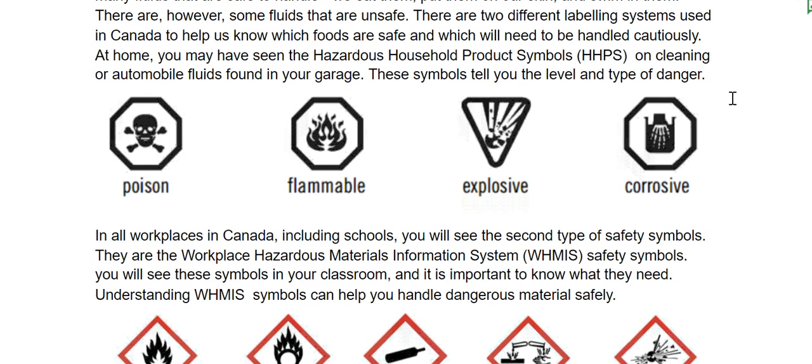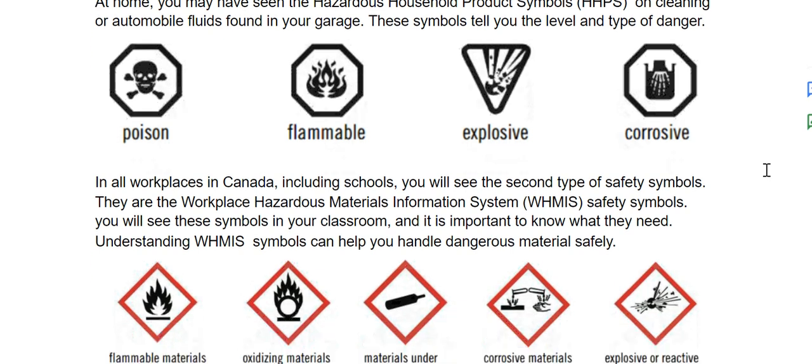At home, you may have seen the Hazardous Household Product Symbols, or HHPS, on cleaning or automobile fluids found in your garage. These symbols tell you the level and type of danger, so poison, flammable, explosive, corrosive. If you were to go through wherever you guys keep your cleaning products at home, you would probably find almost all of those symbols on those cleaning products.